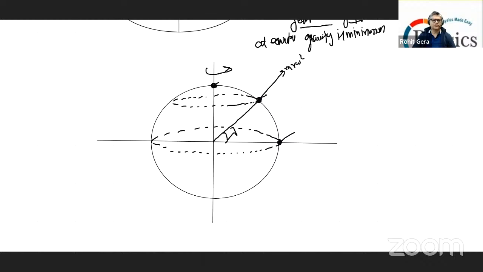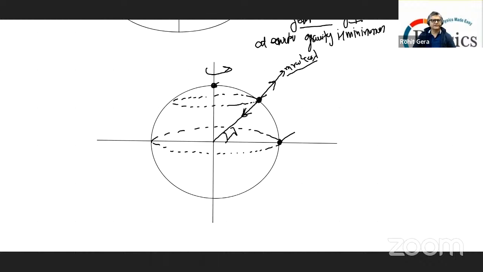In fact, centrifugal force, because it is a pseudo force, it will experience this because it's on an accelerating frame, and that accelerating frame is going to pull it inwards. So the pseudo force will be outwards. So a force is acting on it. Now take the components of this force.